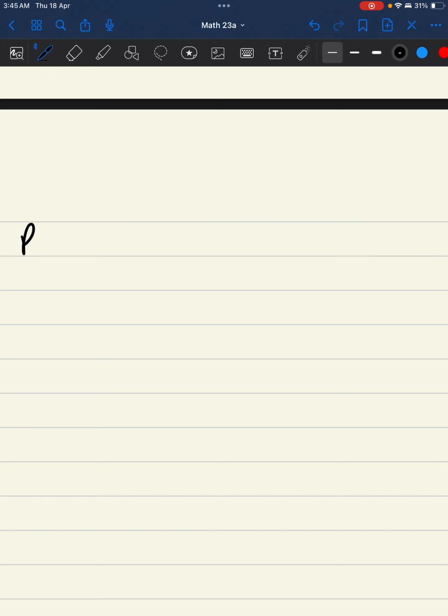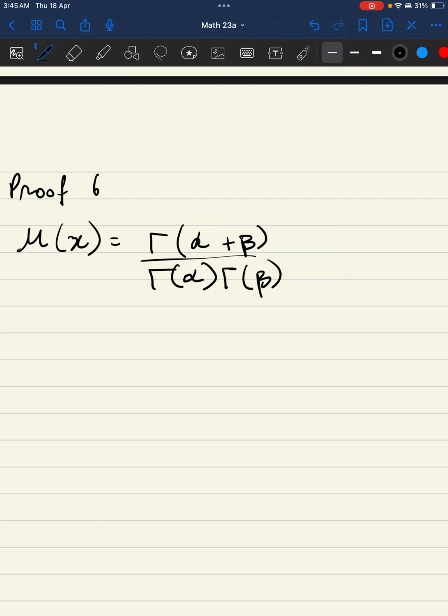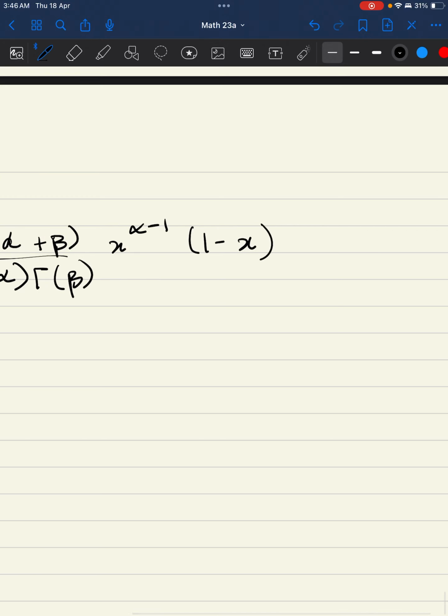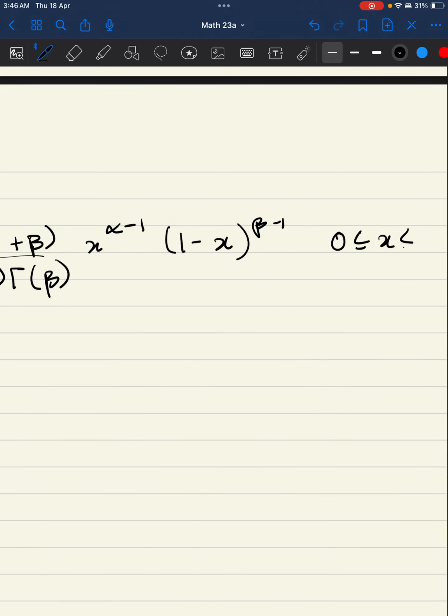So, continuing on with proofs. Now I'm going to move on to proof 6, which is the beta distribution. Beta distributions have a probability density function expressed as, I'm going to write this whole thing down: Gamma of alpha plus beta over Gamma alpha Gamma beta, x to the alpha minus 1, 1 minus x to the beta minus 1, for x between 0 and 1.